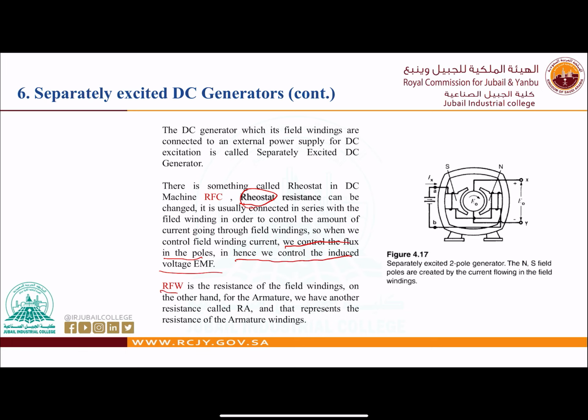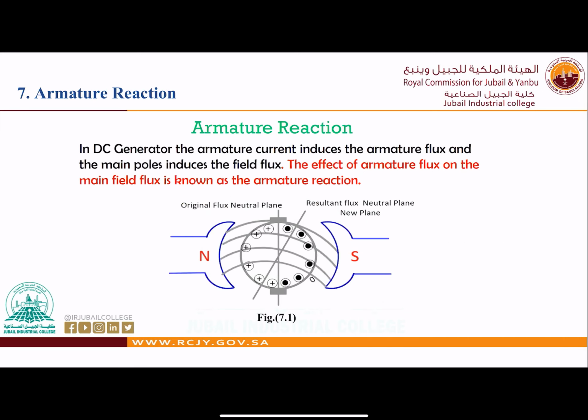RFW, which is the resistance of the field winding, is the resistance of the field winding. On the other hand, the armature has a resistance which is called RA. Inshallah, we will see it in the coming slides.